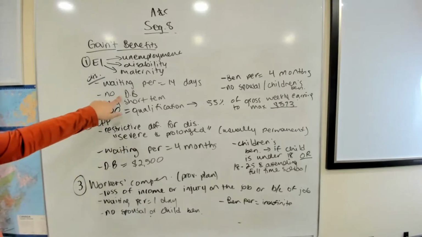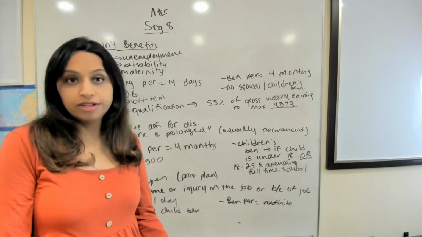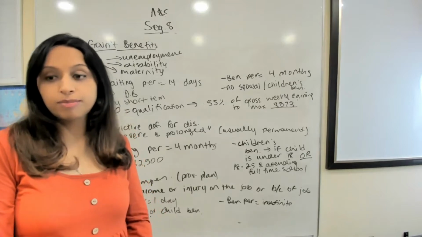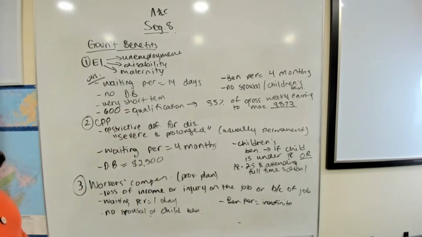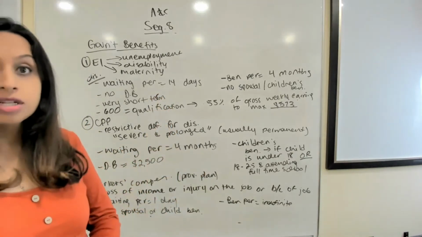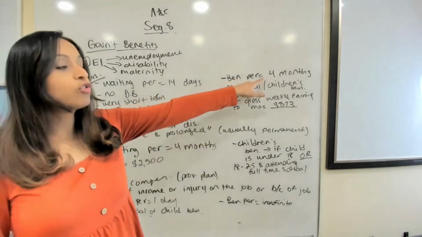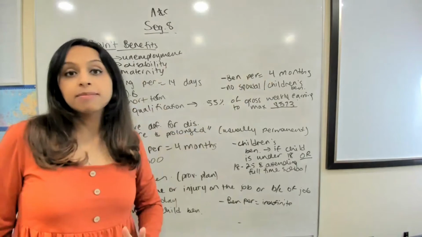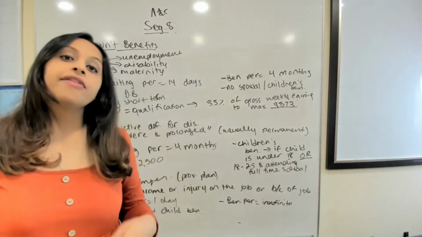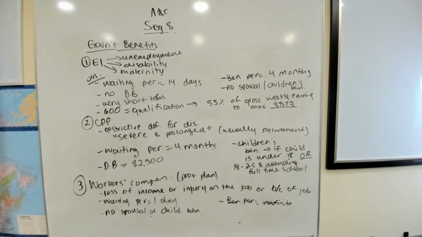DB here stands for death benefit. It does not have a death benefit built into this portion of the plan. And it's very short term. What do we mean by that? It's not something that's going to be giving you benefits for a long time. It provides benefits for 4 months. So it has a 2-week waiting period where there's no benefits, and then benefits are paid out for 4 months after that. How do you qualify?